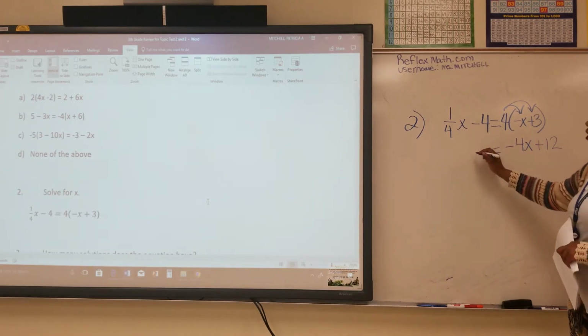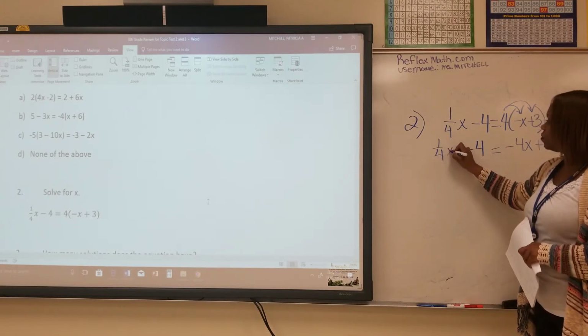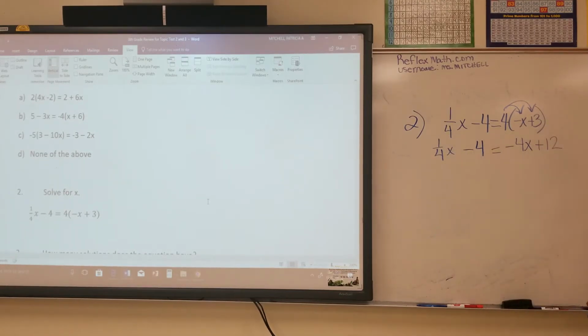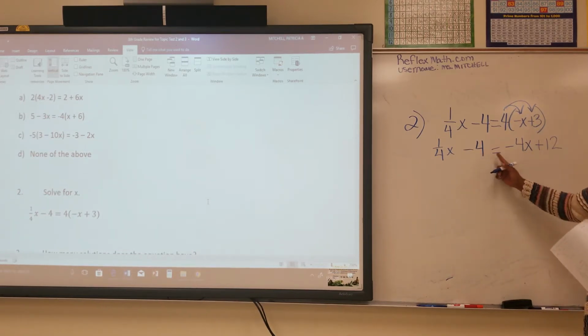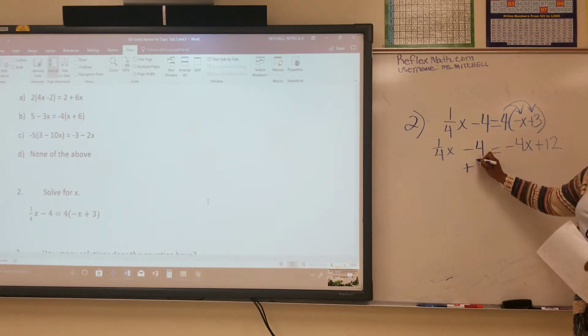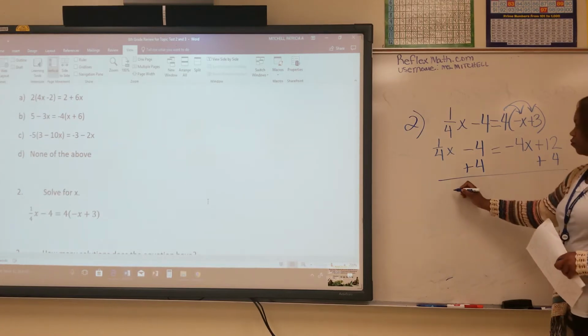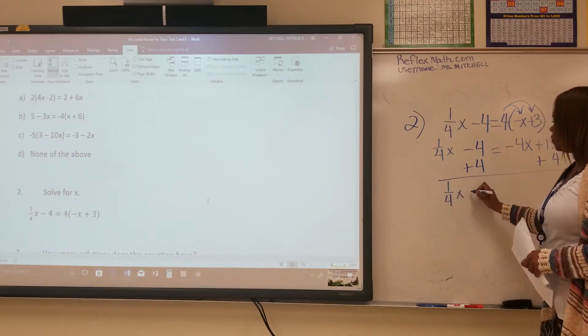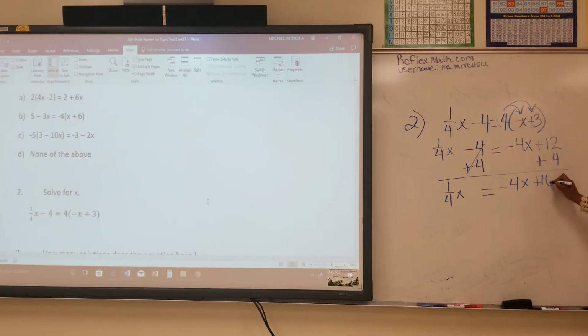And from here, we can just bring down this side. I understand we have a fraction right there, but let's go ahead and combine all the like terms that we can before we deal with that fraction. From here, we can combine these like terms, the negative 4 and the 12. We add 4 on this side, and we add it on this side. 12 plus 4 gives us positive 16.